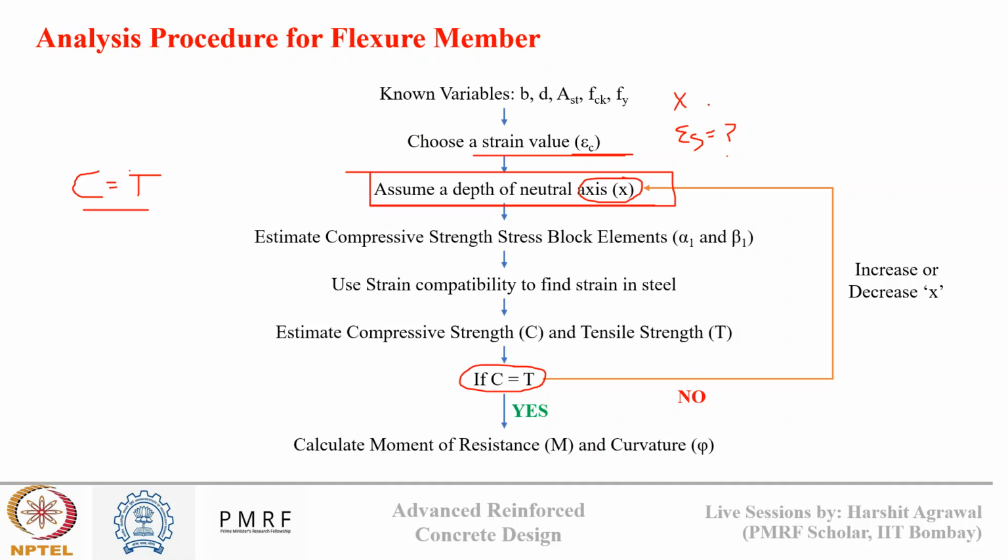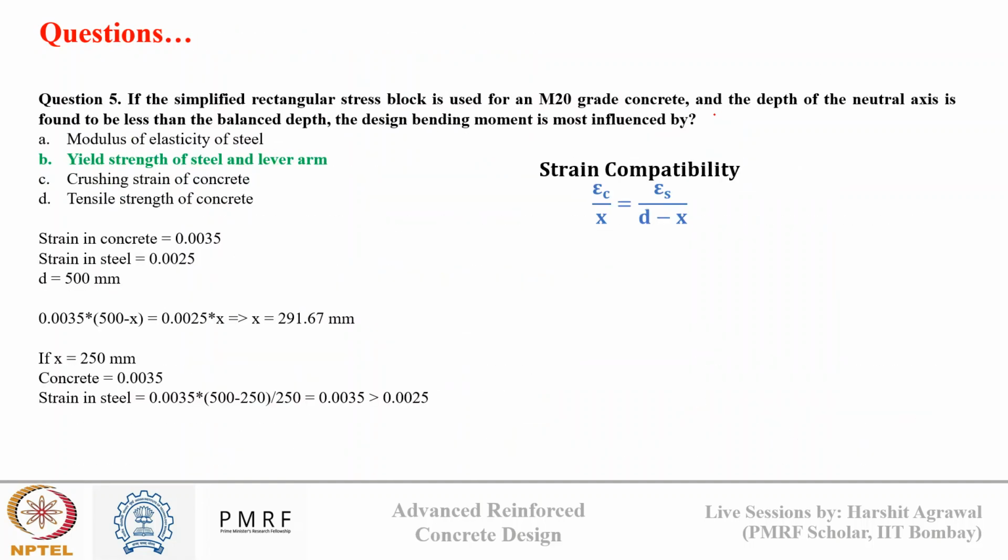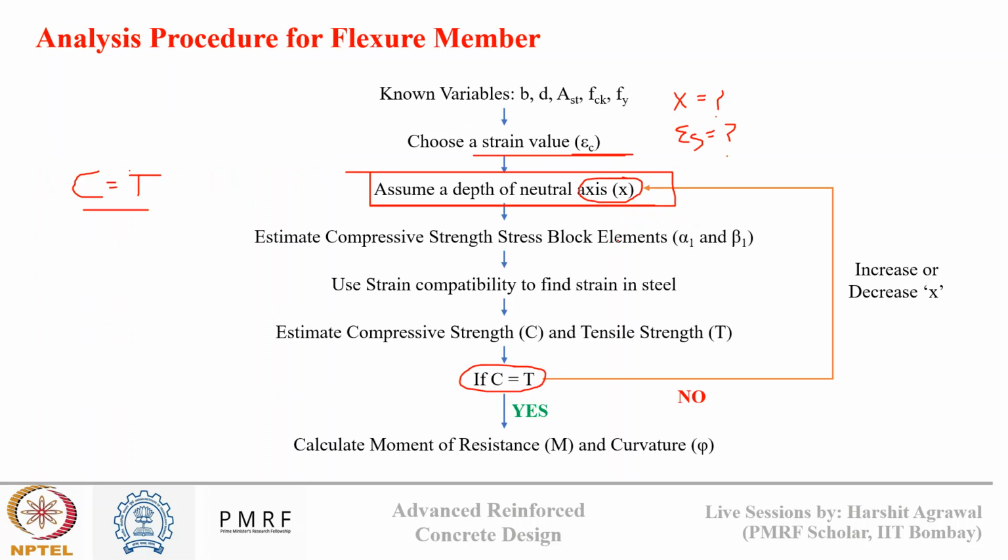Okay, and I have two variables. I also don't know x, the depth of neutral axis. So if you see this relationship, there are two variables to us right now. X is variable and the strain in steel is also variable. I have assumed this and I know this. So what I will do, I will assume a value of x, some neutral axis, and I will estimate the strain in steel using the compatibility relationship.